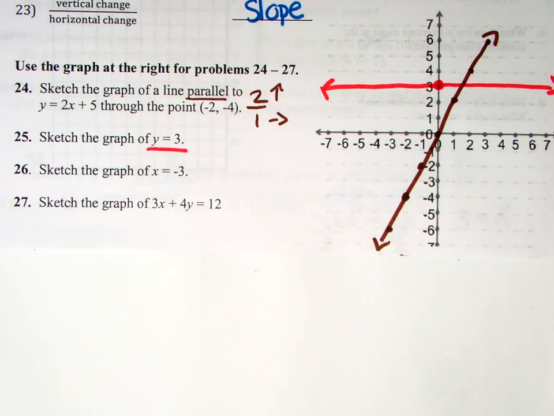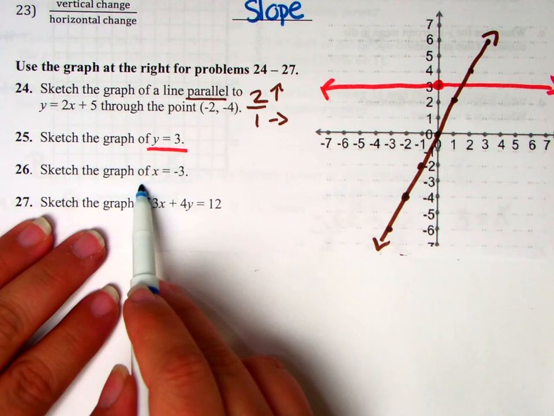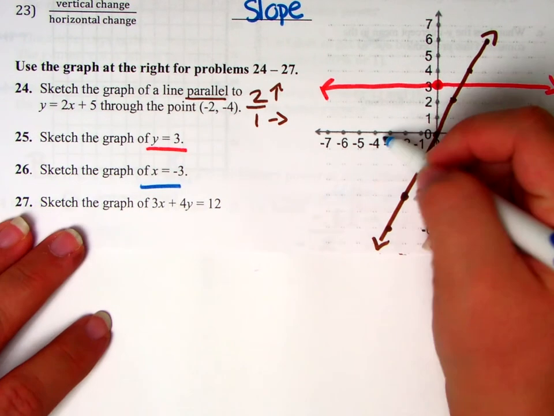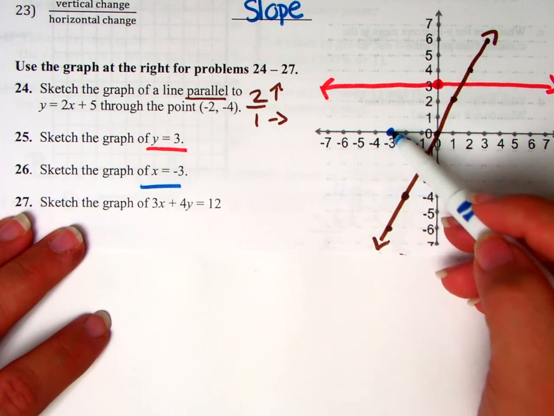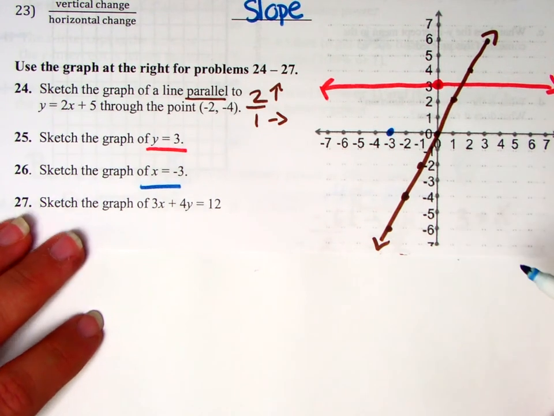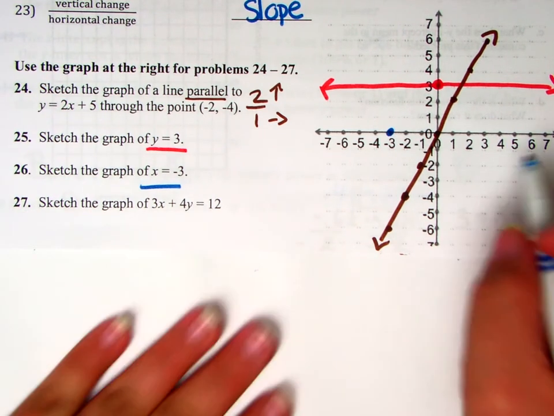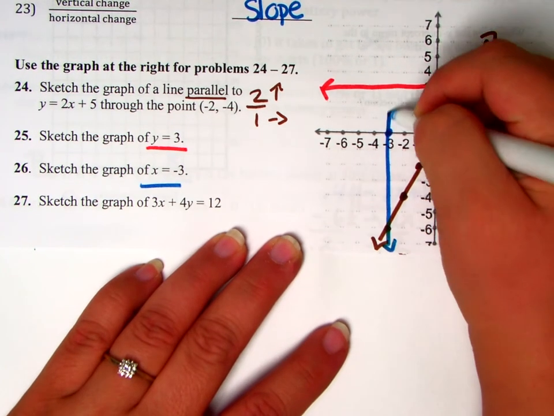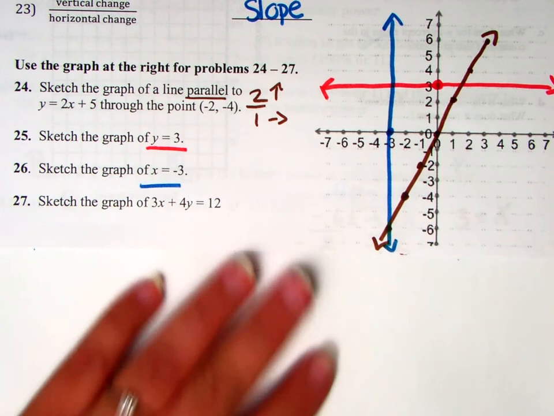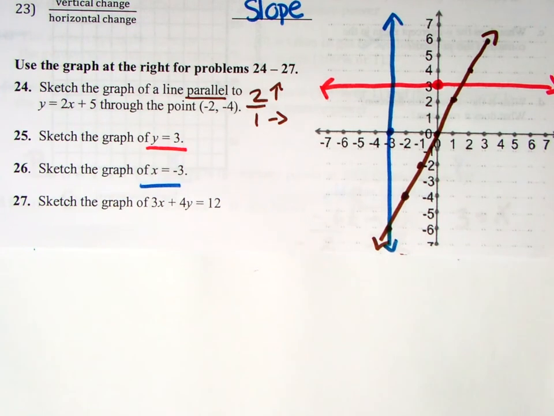Next problem. Sketch the graph x is equal to -3. Well, it's completely opposite. Find -3 on the x-axis. Put a dot there. Right there to be exact. And then go up and down because it's a vertical line. Oh, hopefully that was a little bit straighter than mine. Mine had a little curve in it.